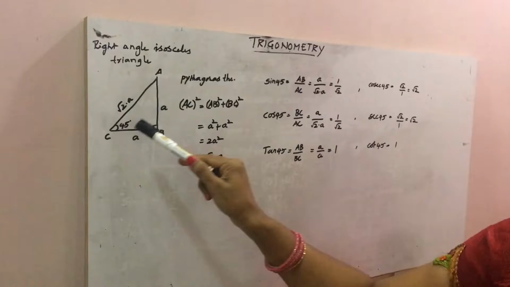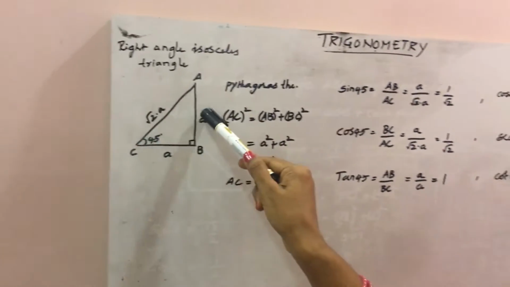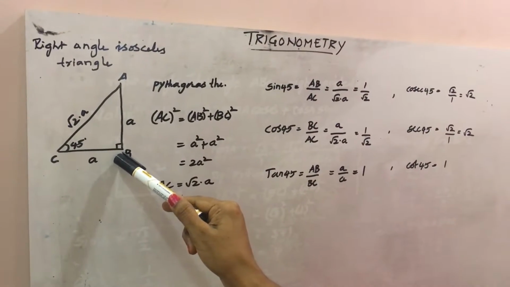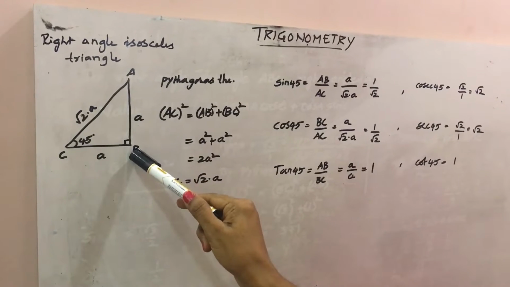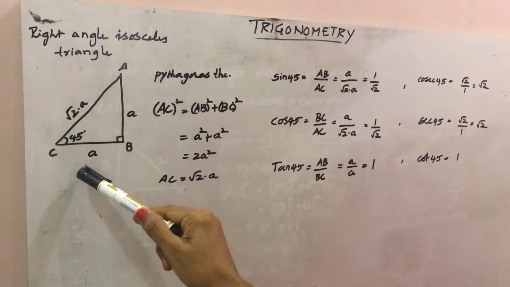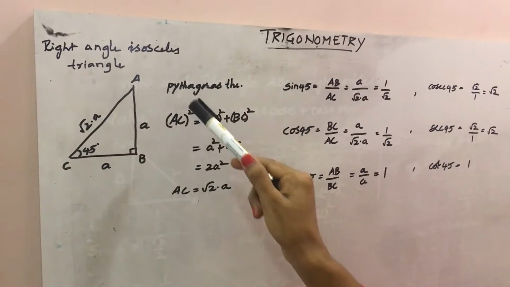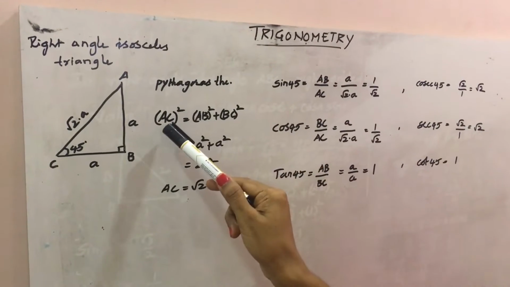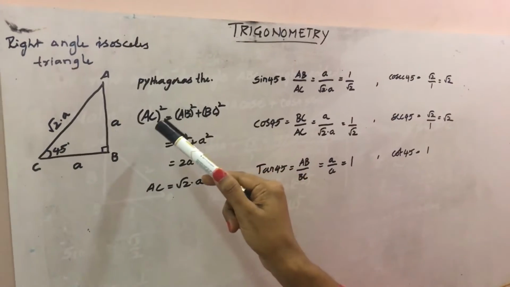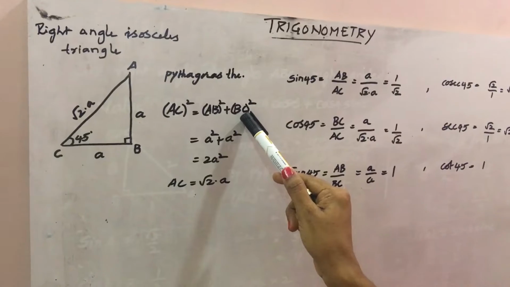See here, which is right angled at B. As it is an isosceles triangle, two sides of this triangle are equal and one angle is 90 degrees. If we consider AB side as A and BC side also A, and now we know AB and BC sides, how to find the third side AC? By using the Pythagoras theorem. What is Pythagoras theorem? AC square is equal to AB square plus BC square. Here AC is hypotenuse, AB and BC are the other two sides.